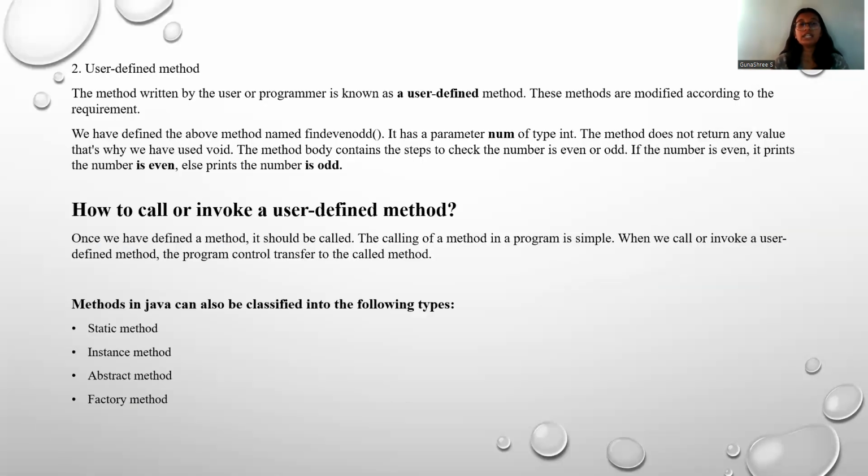Moving on to the second type of method, the user defined method. These methods can be modified according to the requirement. For example, if we call a method named findEvenOdd, it has a parameter num of type int. The method will not return any value, that's why we use void, and the method body will contain steps to check whether the number is odd or even. If the number is even, it will print even, and if it is odd, it will print odd.